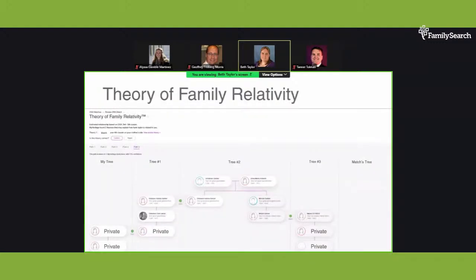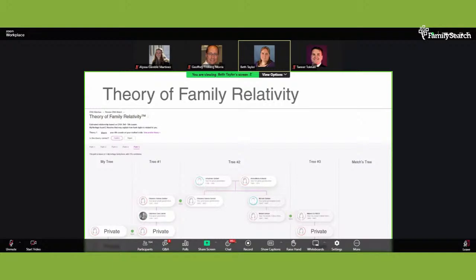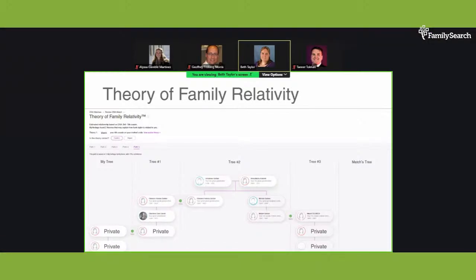So here's an example of the theory of family relativity. What they do is they'll try and take your DNA and then look at a match, and then they'll combine information from various trees to try and find the common ancestor for you. So in this case, this is a match to me, and they use 3 different people's trees in order to try and find that common ancestor. So again, they're trying to help us. It's like through lines on Ancestry. It's a little bit different, but trying to help us out so you don't have to spend quite as much time going through the trees of your matches to figure this out.